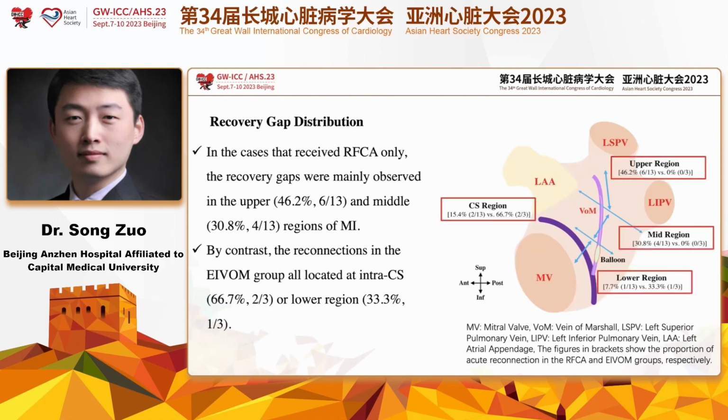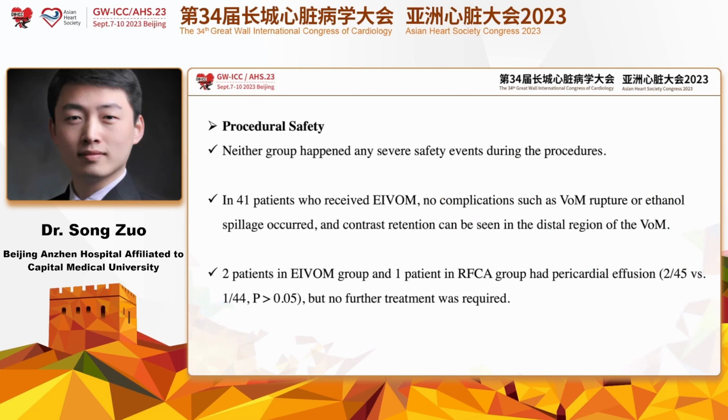From the red pictures, we can see that in the cases that received RFCA only, the recovery gaps were mainly observed in the upper region, about 46%, and the middle region, about 30%, of the mitral isthmus. By contrast, the reconnections in the EIVOM group were all located intra-CS, about 67%, or in the lower region, about 33%. The procedure safety. Neither group had any severe safety events during the procedure.